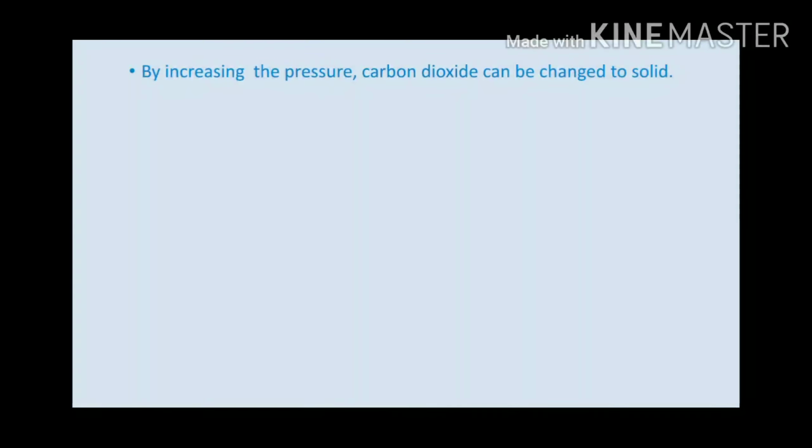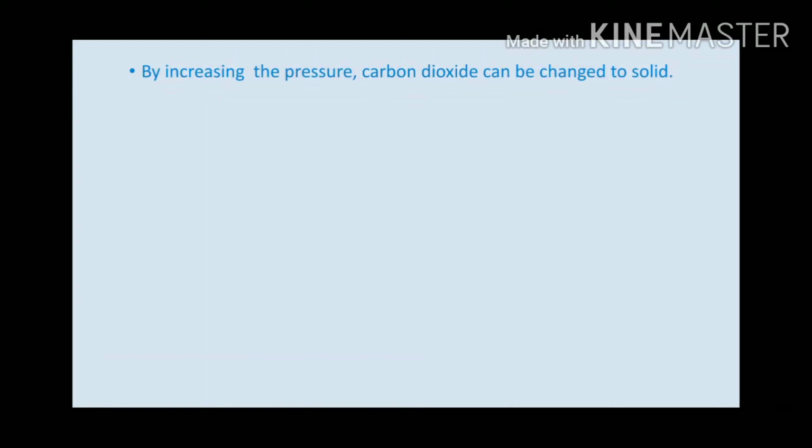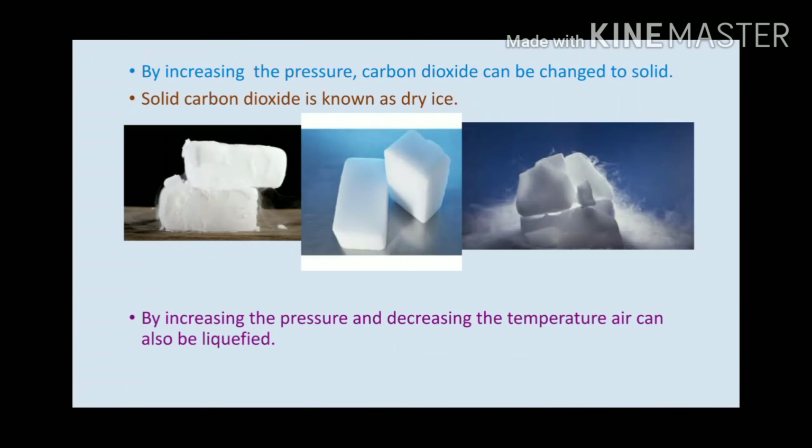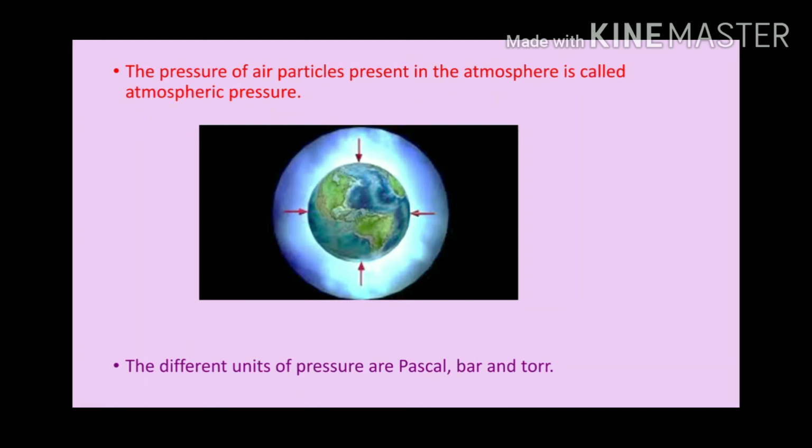By increasing the pressure, carbon dioxide can be changed to solid. Solid carbon dioxide is known as dry ice. By increasing the pressure and decreasing the temperature, air can also be liquefied. The pressure of air particles present in the atmosphere is called atmospheric pressure. The different units of pressure are Pascal, bar, and torr.